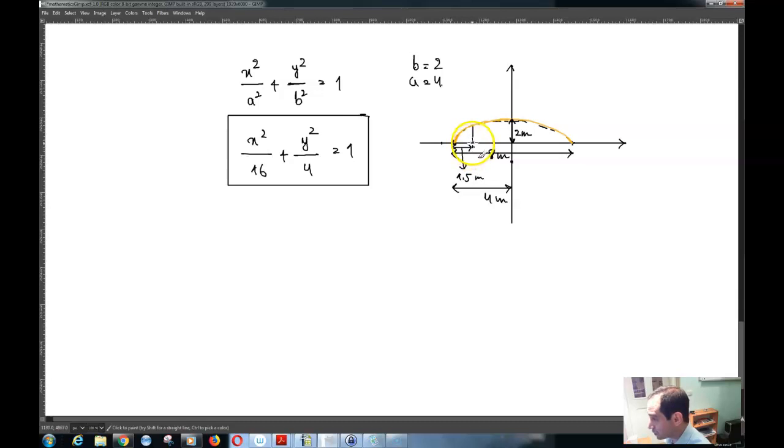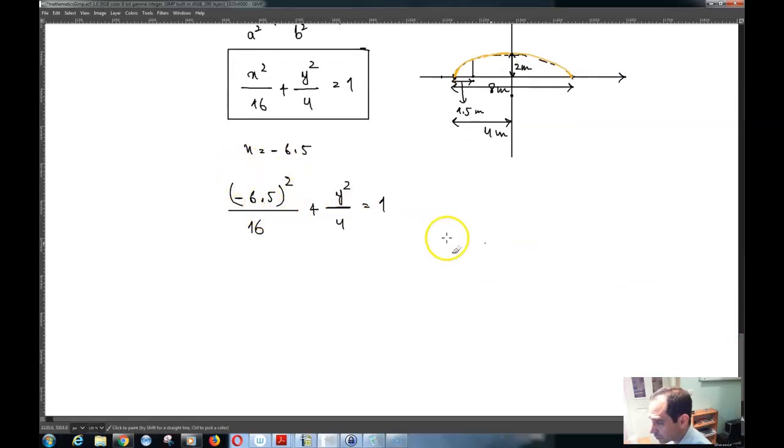So the x coordinate of this point over here becomes 8 minus 1.5, right? This is 8 meters and this is 1.5 meters, so the x coordinate of this point becomes 6.5. So if x is equal to negative 6.5, or you can take it at the other end, write it as positive 6.5, it doesn't make any difference, because your ellipse is basically symmetric. So you can write negative 6.5 whole squared divided by 16 plus y squared divided by 4 is equal to 1.